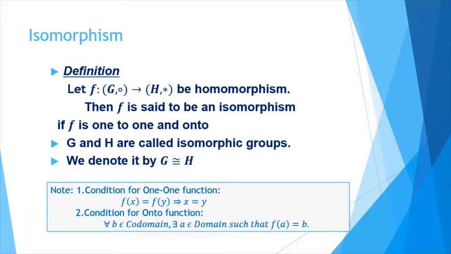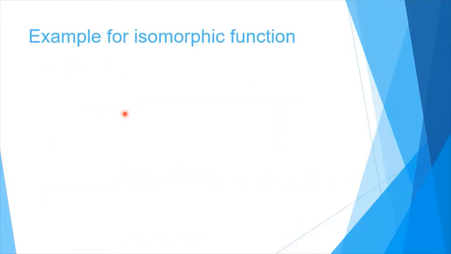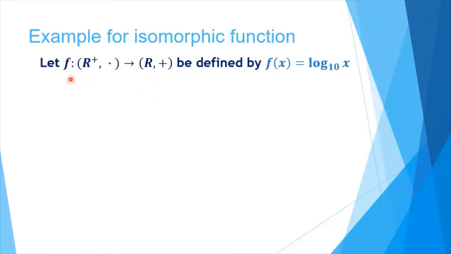Let us see an example for an isomorphic function. Let f be the function from R plus, that is the set of all positive real numbers under the operation dot, to the set of all real numbers under addition. Let it be defined by f(x) = log x to the base 10. Here we may note that the set of positive real numbers under normal multiplication is a group, and also the set of all real numbers under addition is a group.